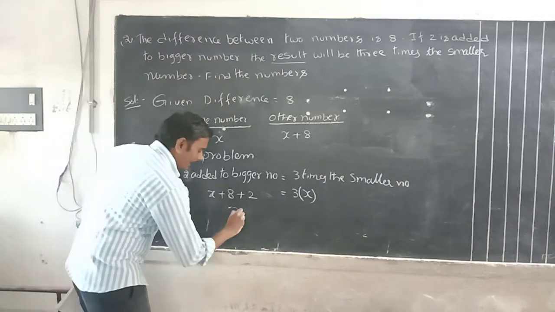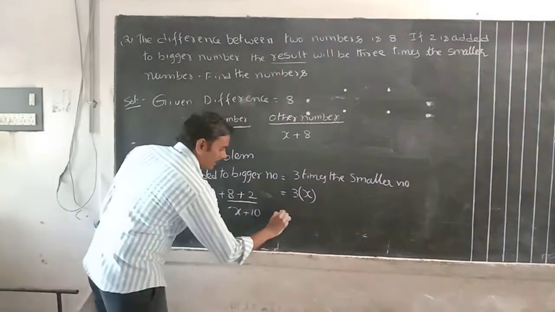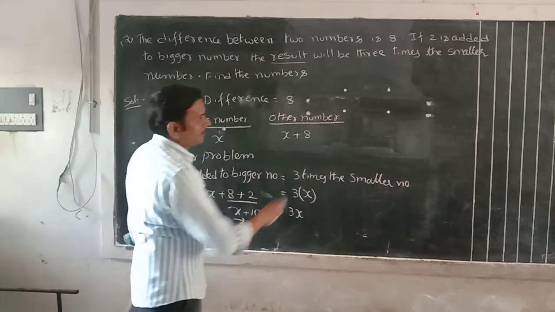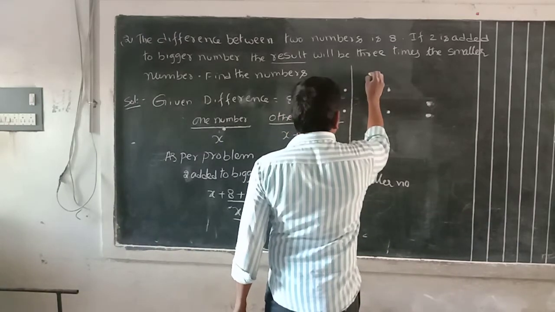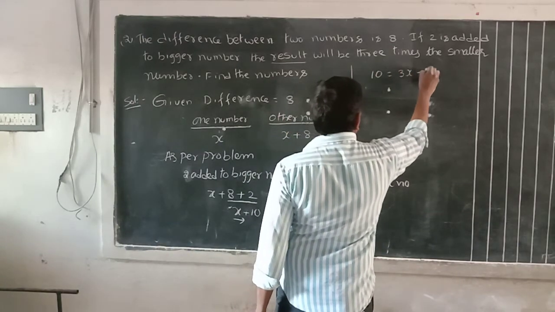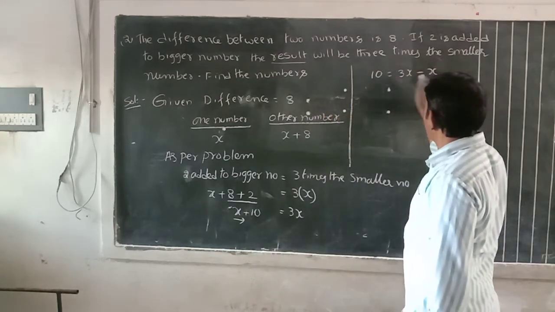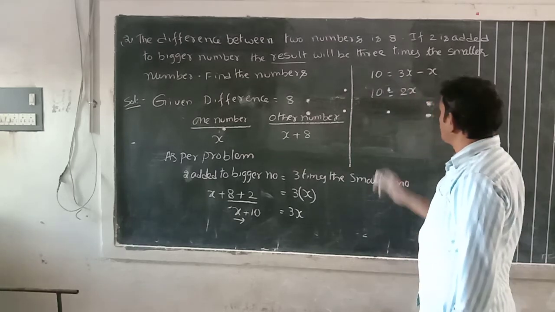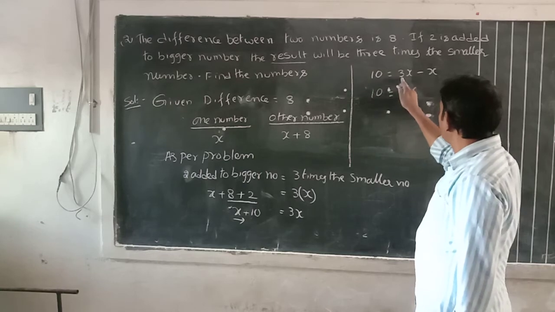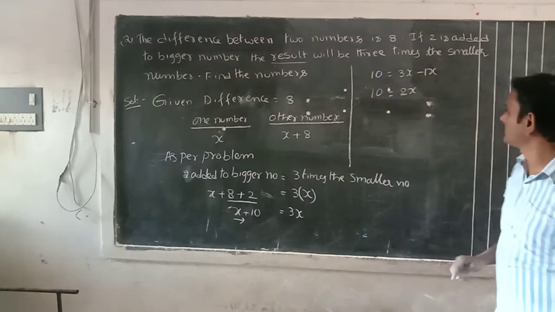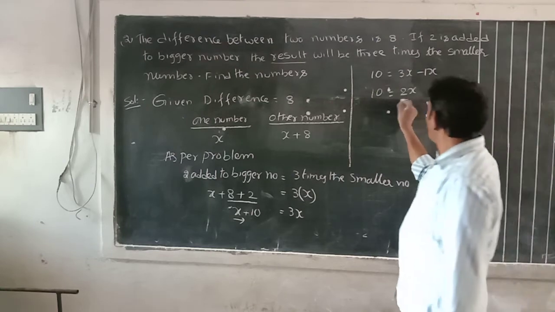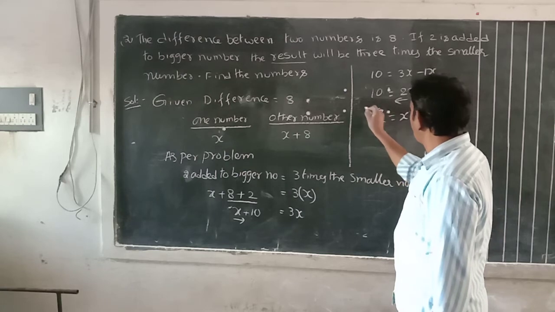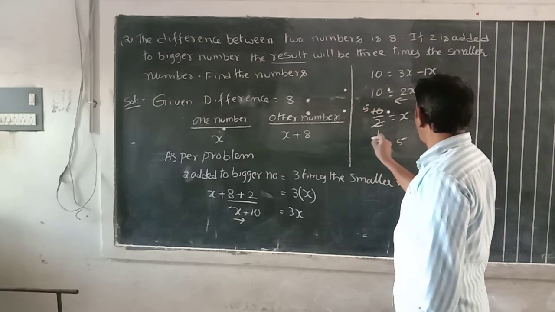Now simplify this one. x plus 8 plus 2, how much? 10, equal to 3x. Now x we move to that side. What will it become? 10 equal to 3x minus x, equal to 2x. 3 minus 1 is 2. 10 equal to 2x. 2 moves this side. 10 by 2 equal to x. 2 ones are 2, 2 fives are 10. x equal to how much? 5.